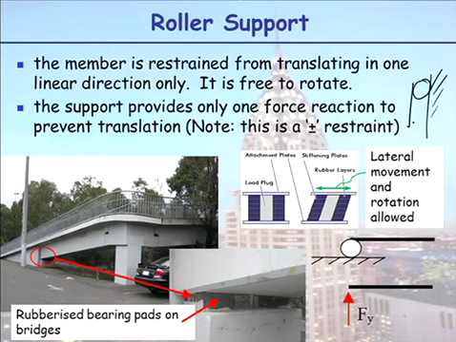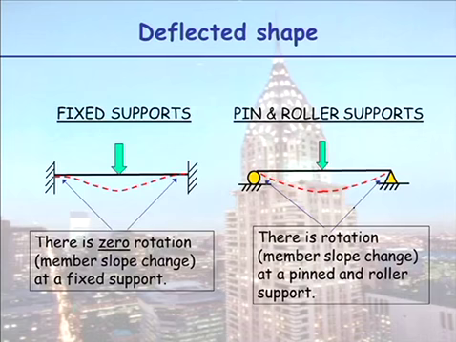So there are our three support types. Once again, I just want to be clear you understand the difference in terms of what the deflected shape looks like. So we have pin and roller supports here, which allow rotation at the support. So we have rotation here as compared to fixed supports where there's no rotation at all.